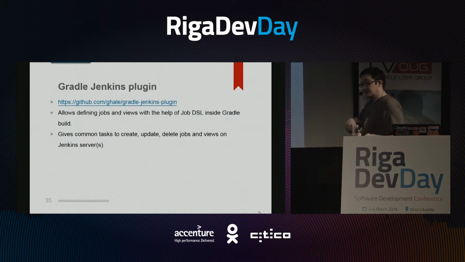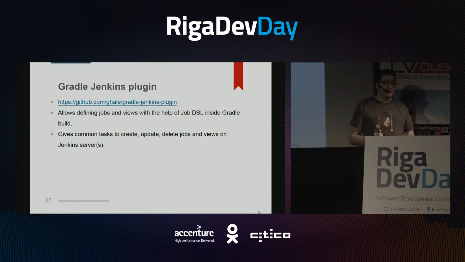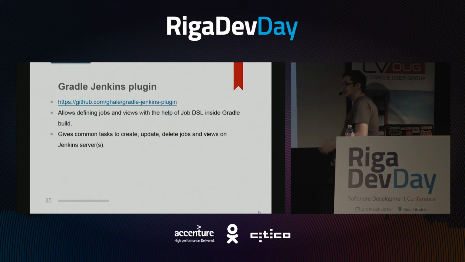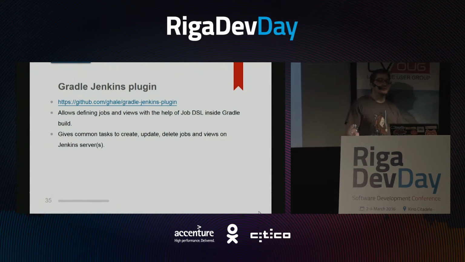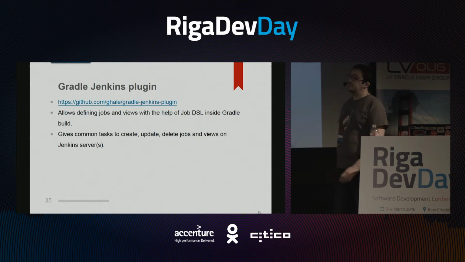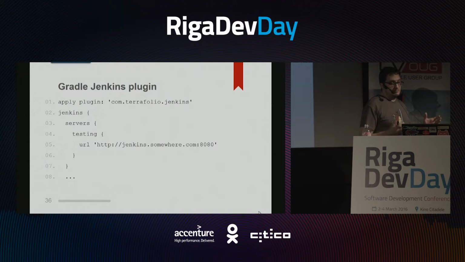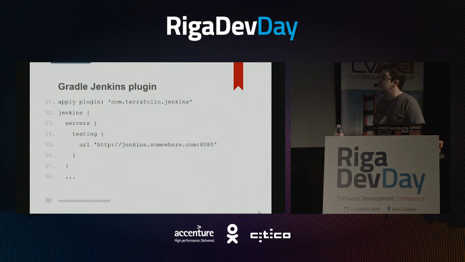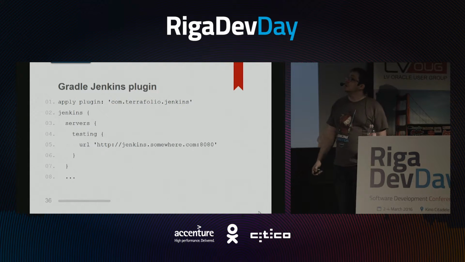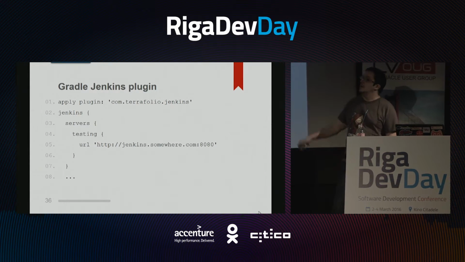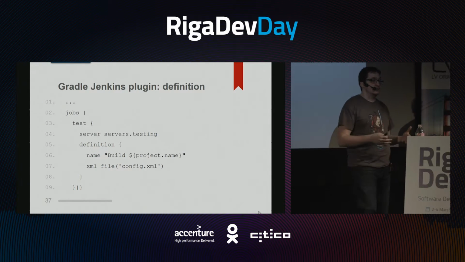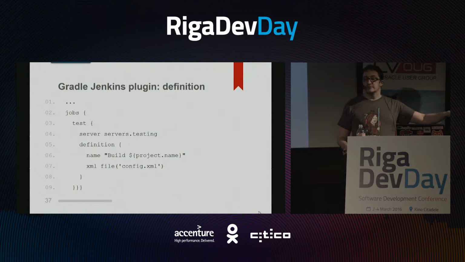It's a Jenkins plugin for Gradle, not the other way around. And this basically gives you an ability to create a Gradle build that can populate your Jenkins instance or Jenkins instances just by running some Gradle commands. So how does it look? You can just have a simple build.gradle file where you import the plugin, which is called Jenkins. And then you can define which server you want to configure. And then you can use job DSL to define what kind of jobs you want to put on that server.